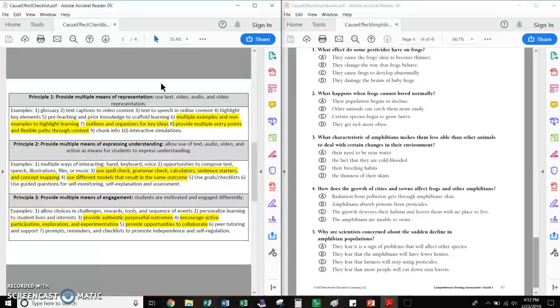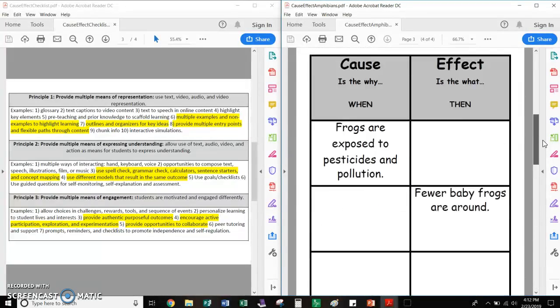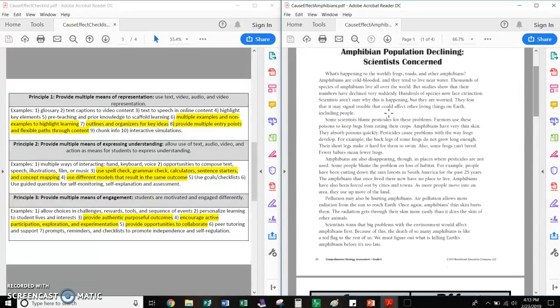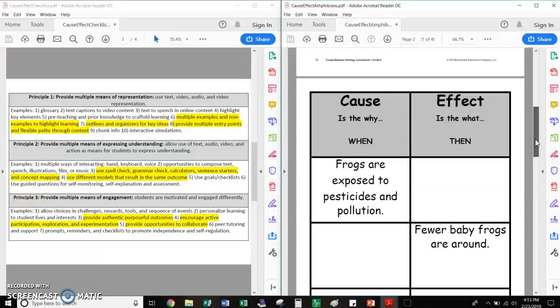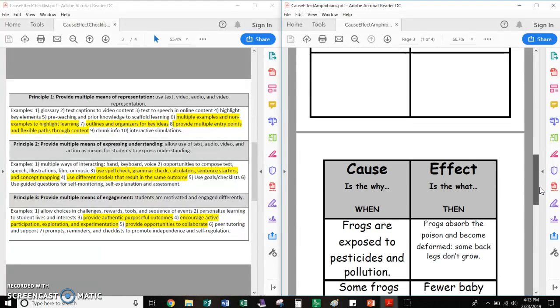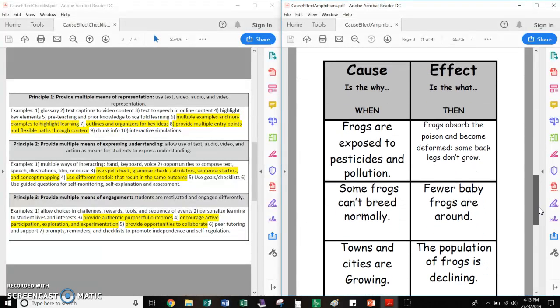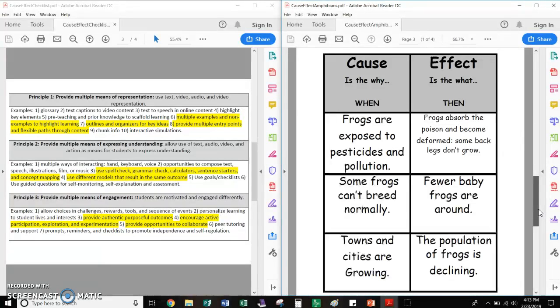Moving on to the three principles for this lesson, I was able to highlight some of the examples from Rice's text. In the first principle, I said multiple examples and non-examples to highlight the learning. I had three cause and effect relationships that I pulled from the text. We may have even been able to find one or two more, but these were the three major. So there were multiple examples of it. I didn't have any non-examples of cause and effect relationships to help out with the learning.